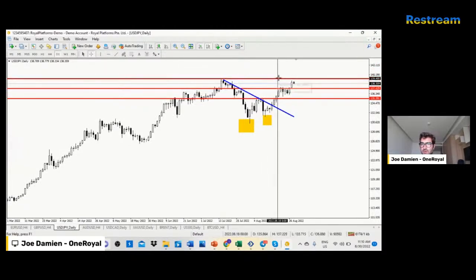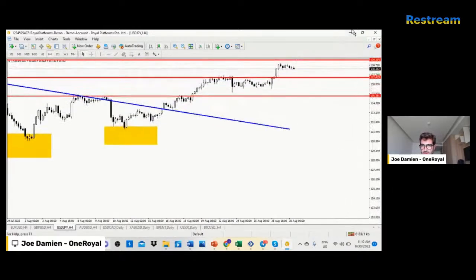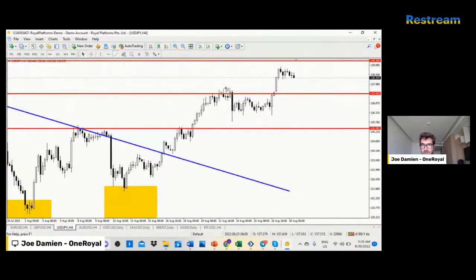We are about to test the 139, and this is clear on the lower time frame where we have seen a correction. This is a correction, impulse, correction, impulse. We have a small correction here, a slight one. After it, we see the USD JPY all the way up until the 139.33.